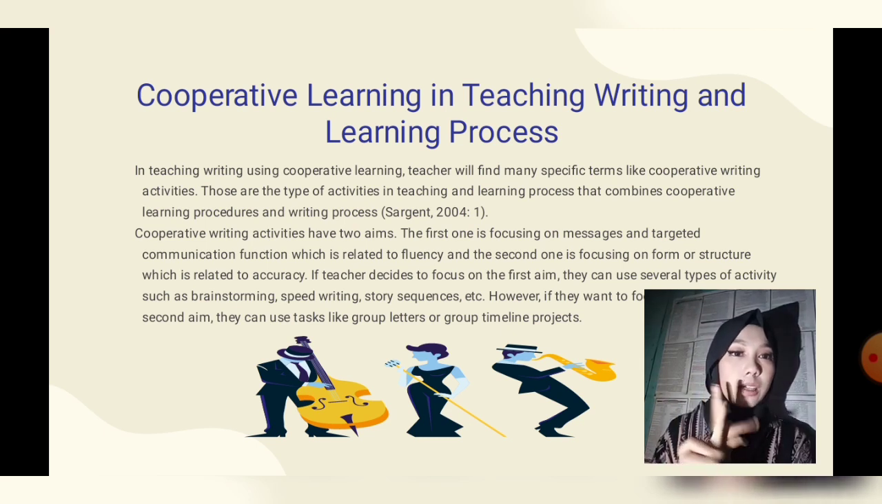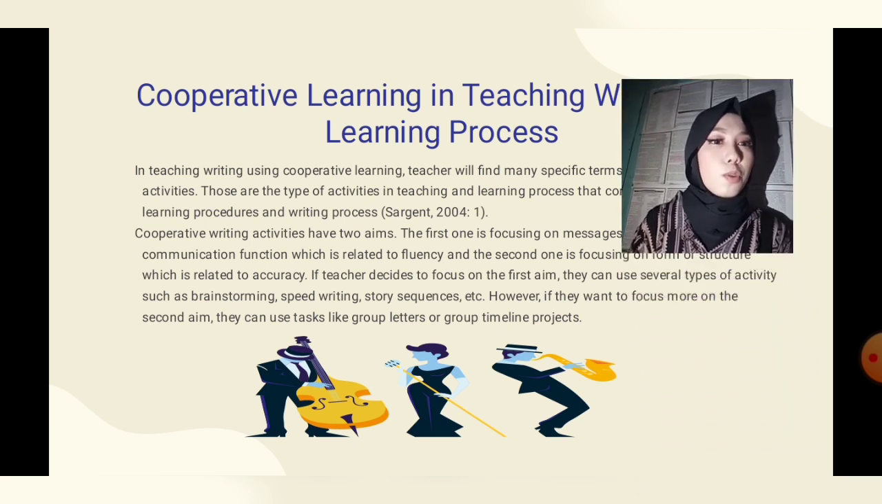If teachers decide to focus on the first aim, they can use several types of activity such as brainstorming, speed writing, story sequence, and other. However, if they want to focus more on the second aim, they can use tasks like group letter or group timeline project.